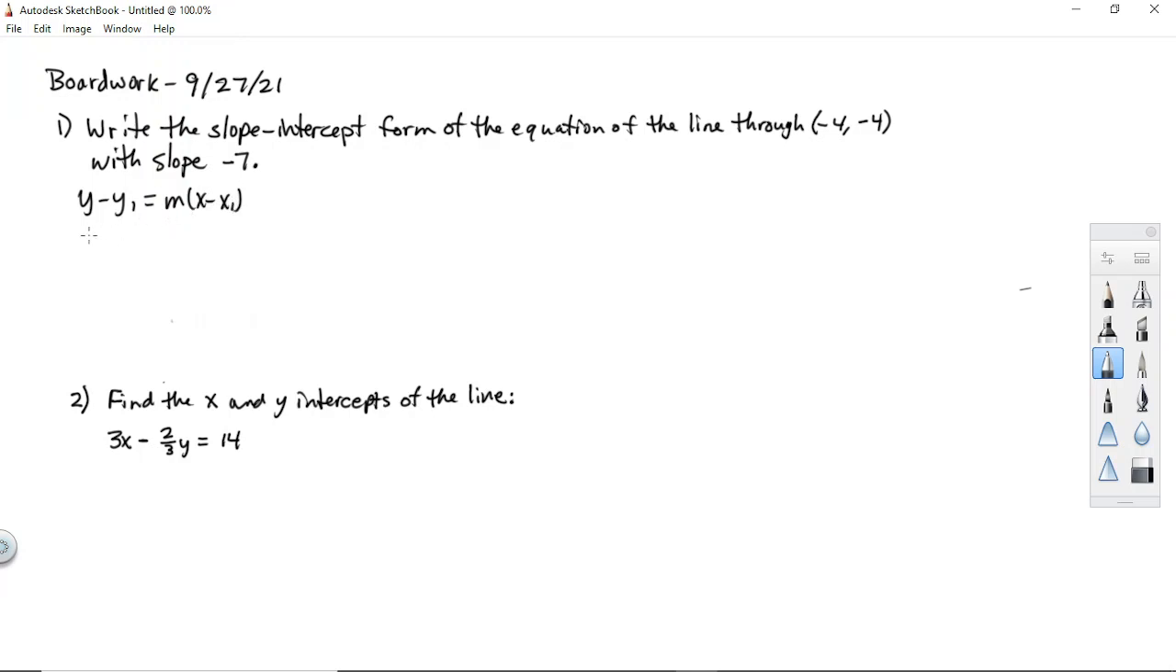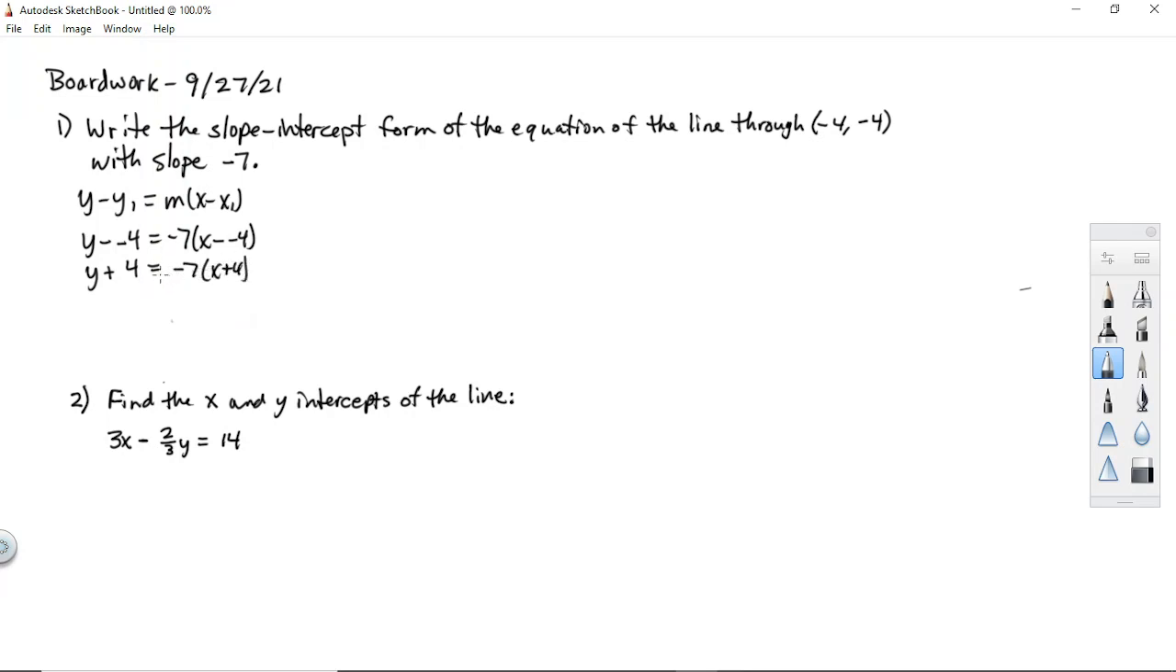Okay, so we plug in what we need. y minus y sub 1 is the y coordinate of our point. That's -4. The slope is -7, and then x minus the x coordinate of our point. It's also -4. So we'll change that to +4, and y plus 4, and then on the other side of the equation it's going to be x plus 4.